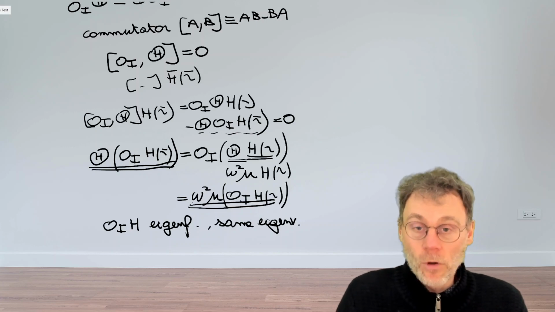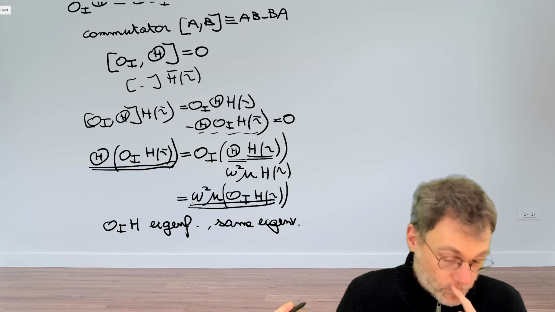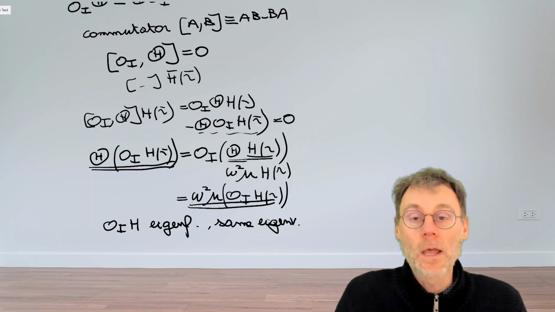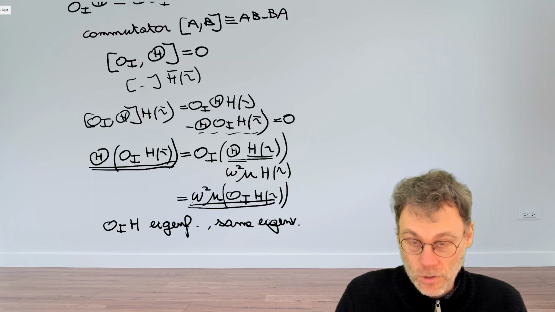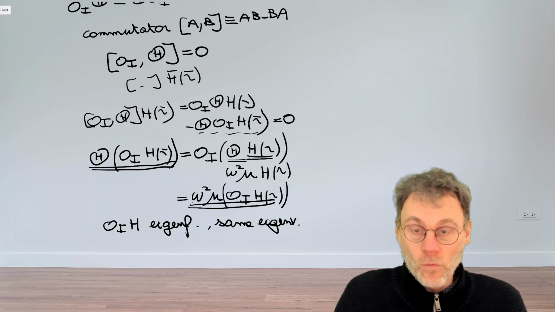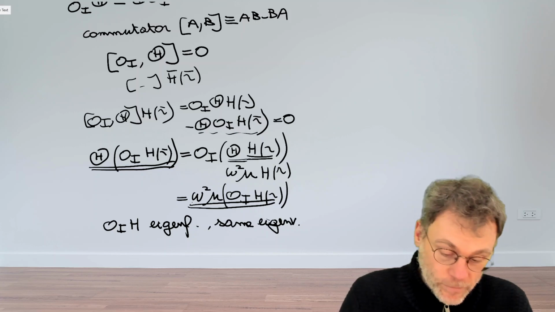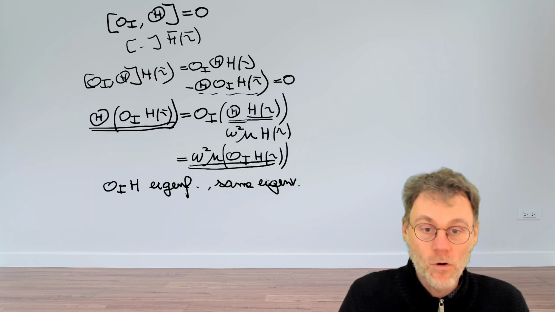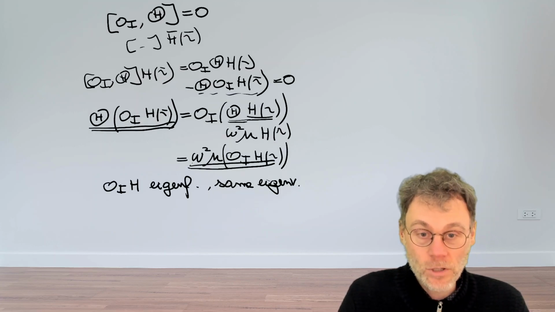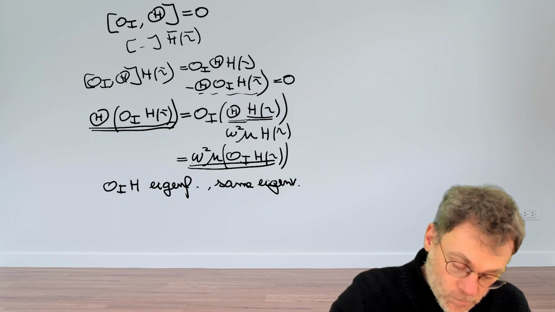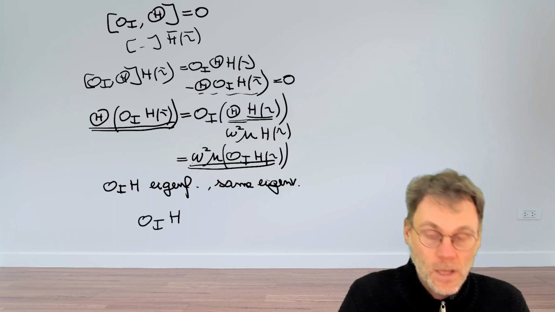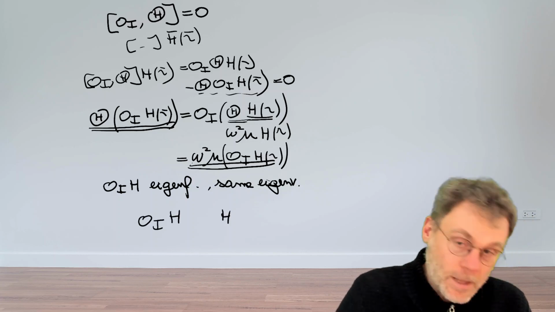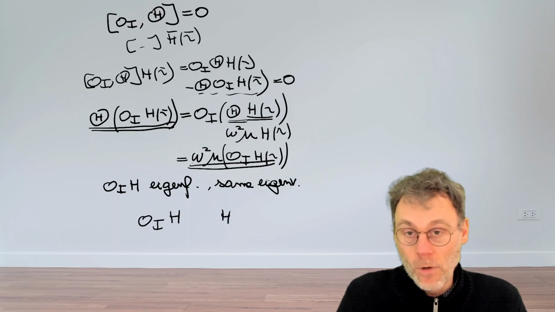So if we have no degeneracy in the system, that means that for a certain eigenvalue, for a certain frequency omega, we basically cannot have two different solutions. The way we reconcile this with what we've just written here, namely that OI of H is also an eigenfunction, well, the only way we can reconcile these two statements is saying that OI of H and H should be the same mode.